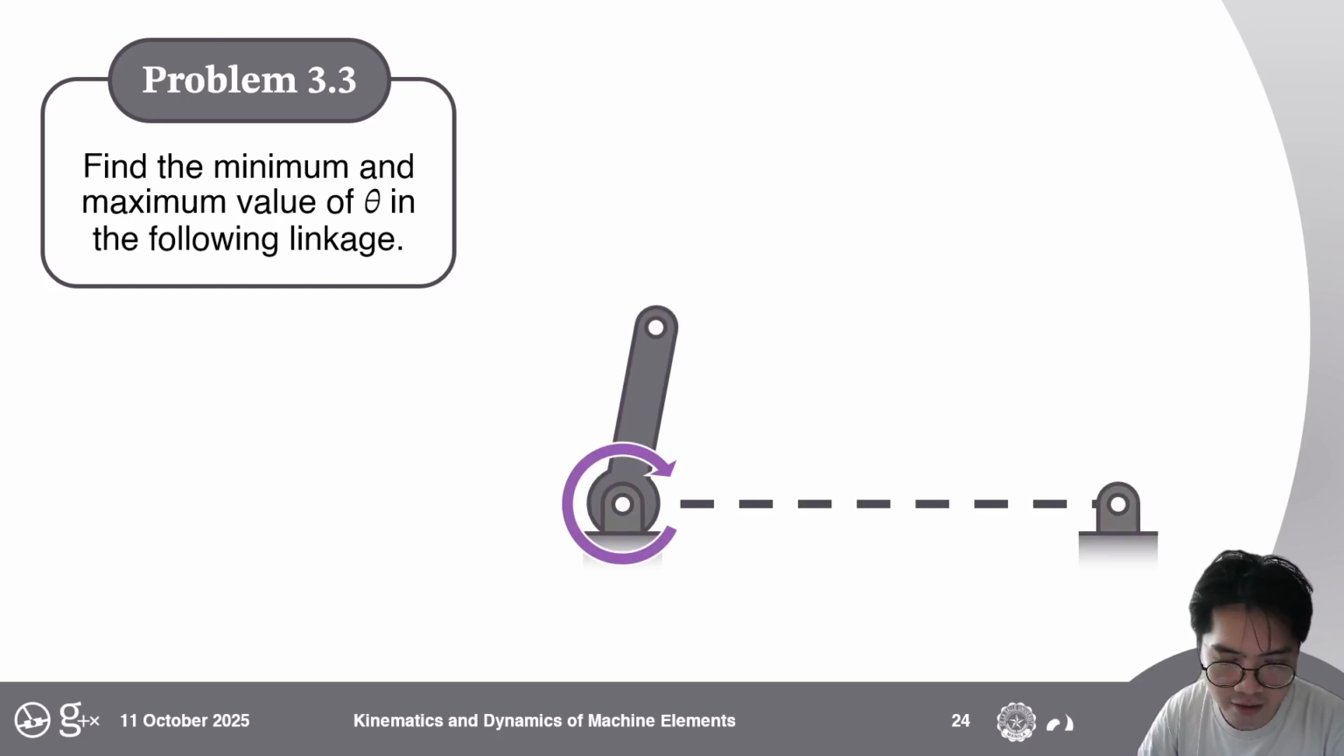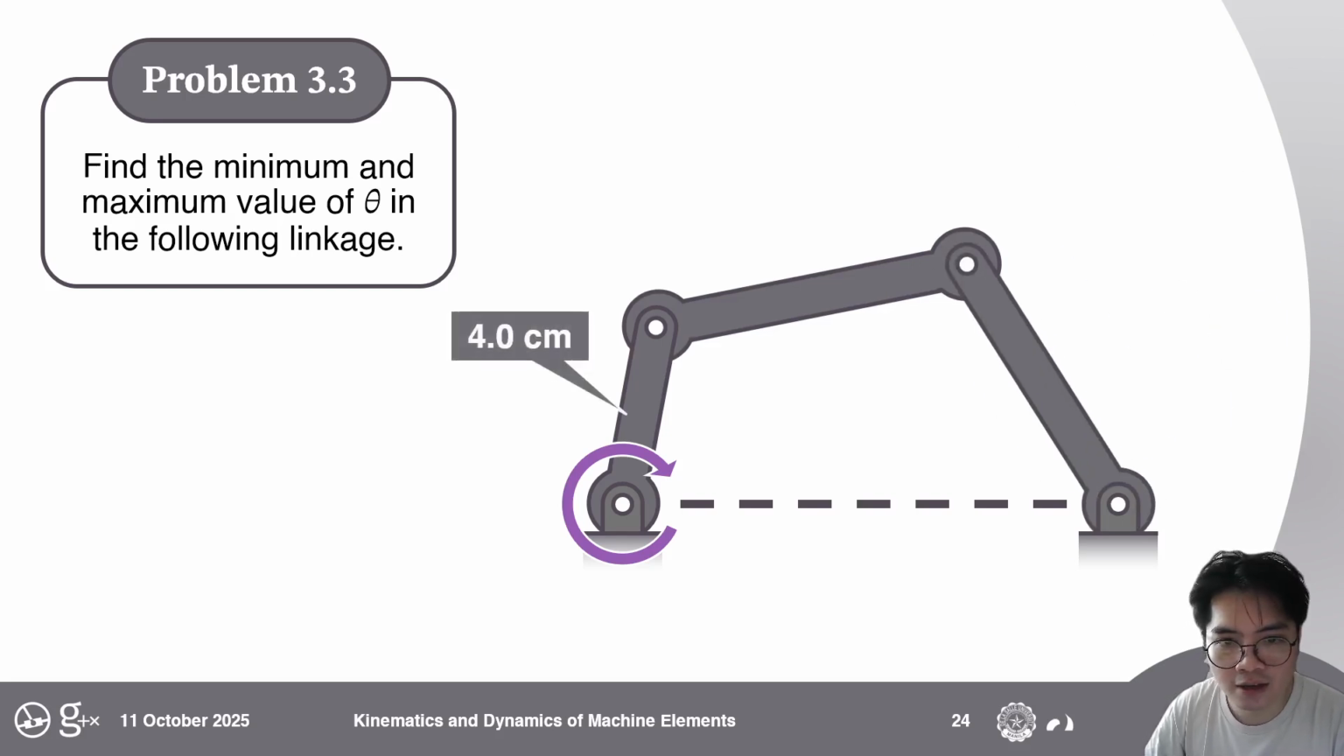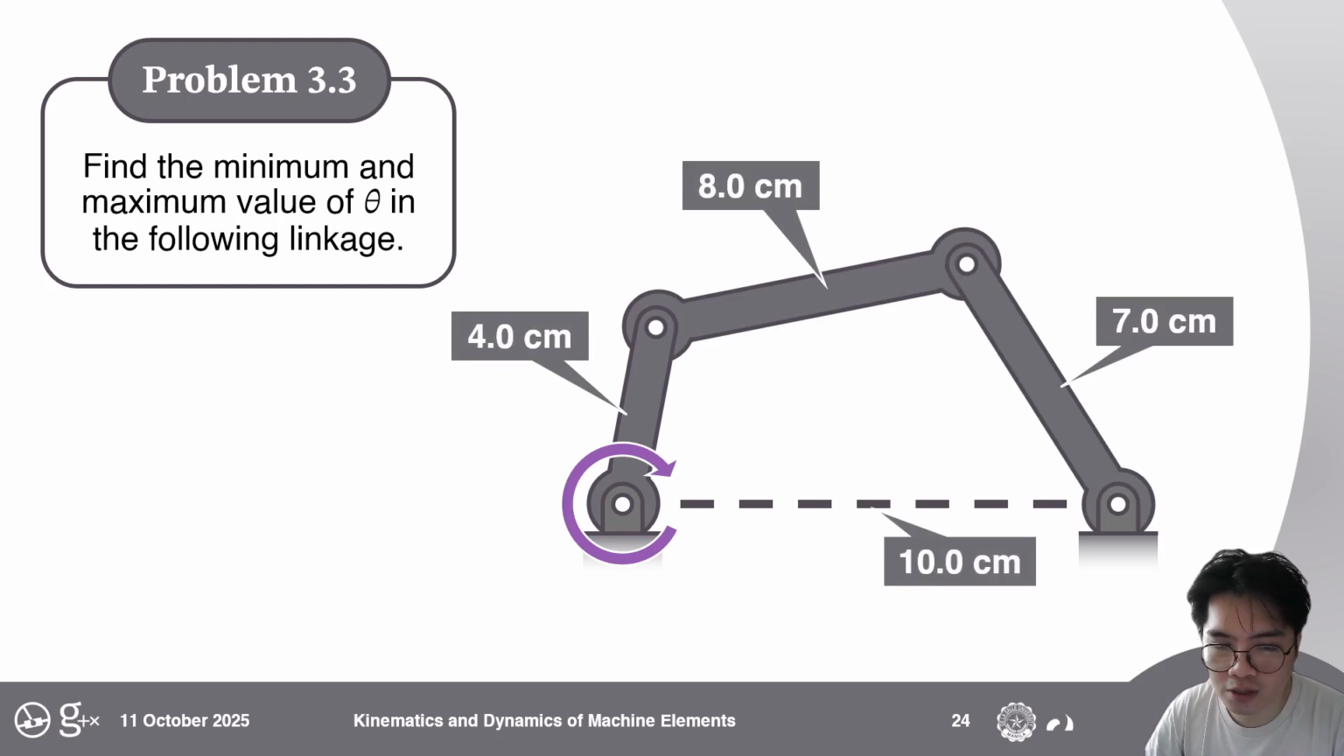This is the crank. This left side, this turning link, will be the crank. This is the coupler, and this is the other link. And we have these measurements right here. We have 4, and then 8, and then 7, and then 10 for the ground. And basically, this is what we want to find: a minimum and a maximum value for this theta right here.